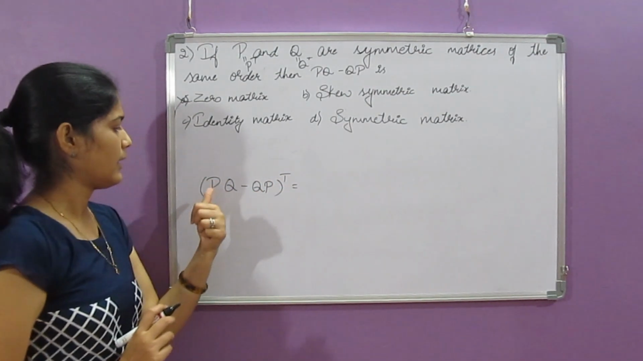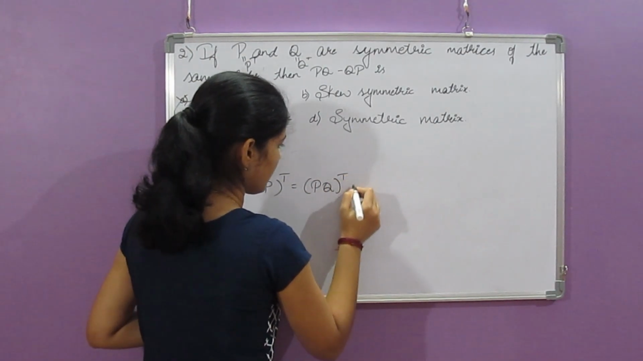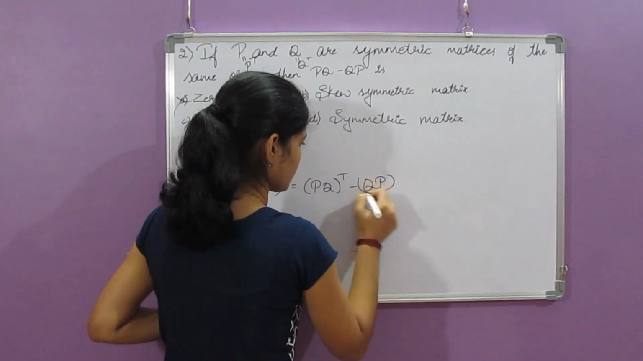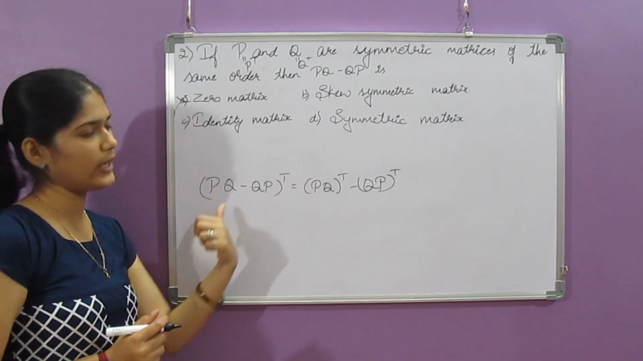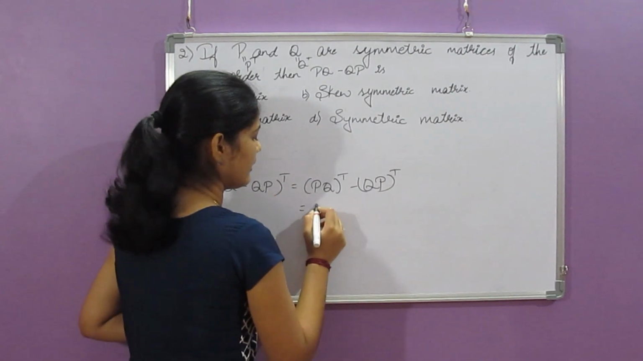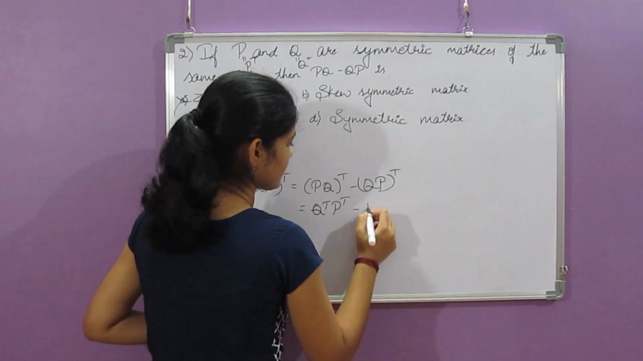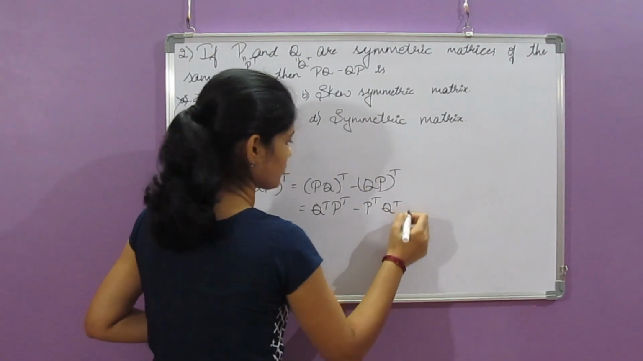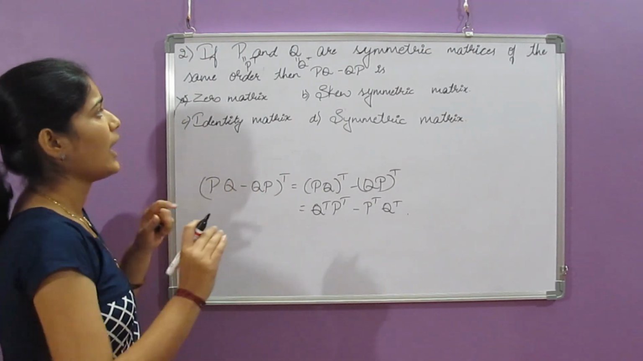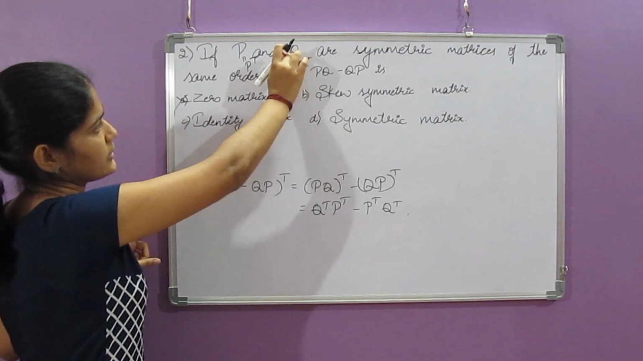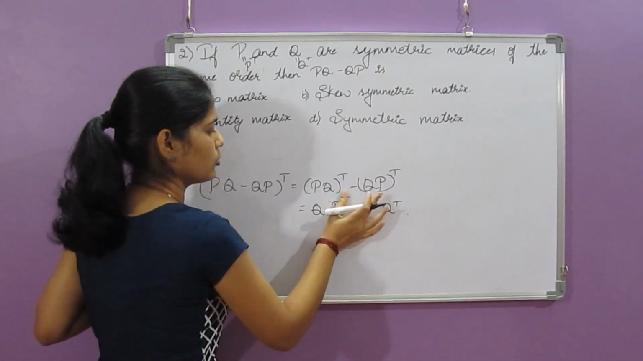What will it be? PQ minus QP, whole transpose, will be PQ transpose minus QP transpose. That means we know that A plus B whole transpose is equal to A transpose plus B transpose. It will be Q transpose P transpose minus P transpose Q transpose, because AB whole transpose is equal to B transpose A transpose. And also we have Q transpose is equal to Q and P transpose is equal to P. So directly we can remove this transpose.